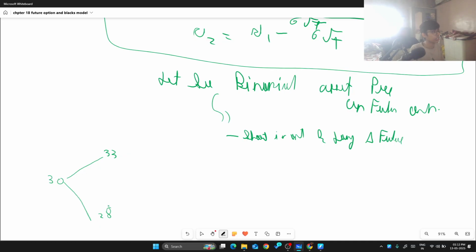And no arbitrage says that both returns would be the same. So according to that, if it is 33 and it is a call option, right? We are pricing a call option, so its payoff would be 33 minus 30, that is 3 delta, okay, and minus, wait a minute, I'm doing it wrong.